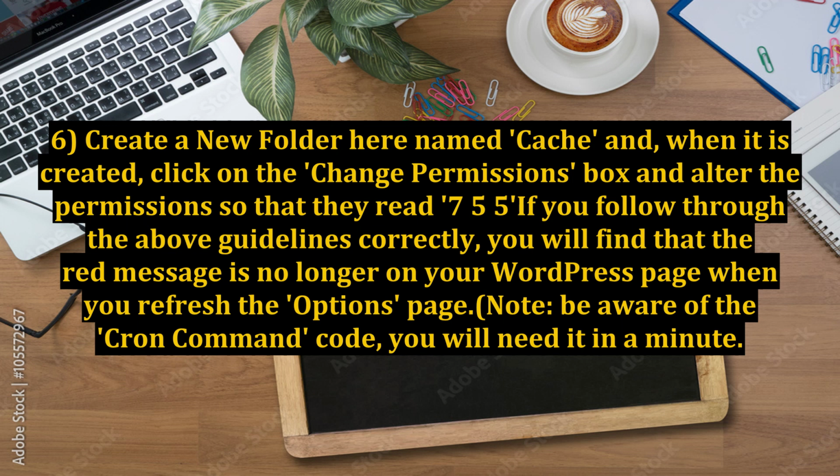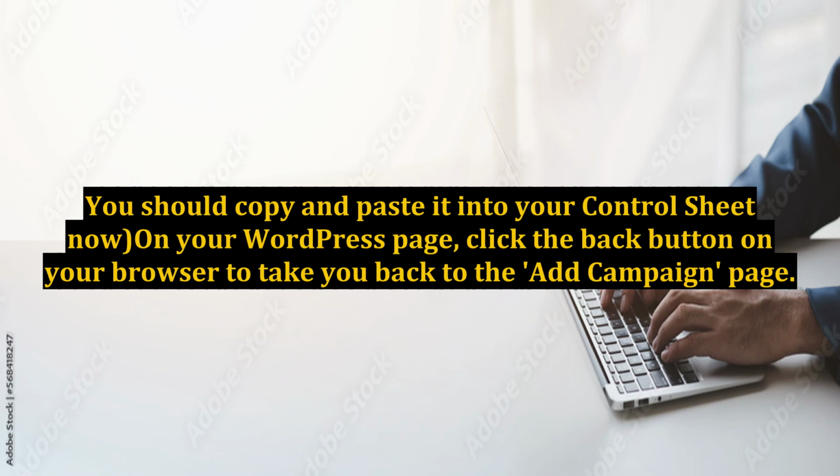6. Create a new folder here named Cache and, when it is created, click on the Change Permissions box and alter the permissions so that they read 755. If you follow through the above guidelines correctly, you will find that the red message is no longer on your WordPress page when you refresh the Options page. Note, be aware of the cron command code, you will need it in a minute. You should copy and paste it into your control sheet now.